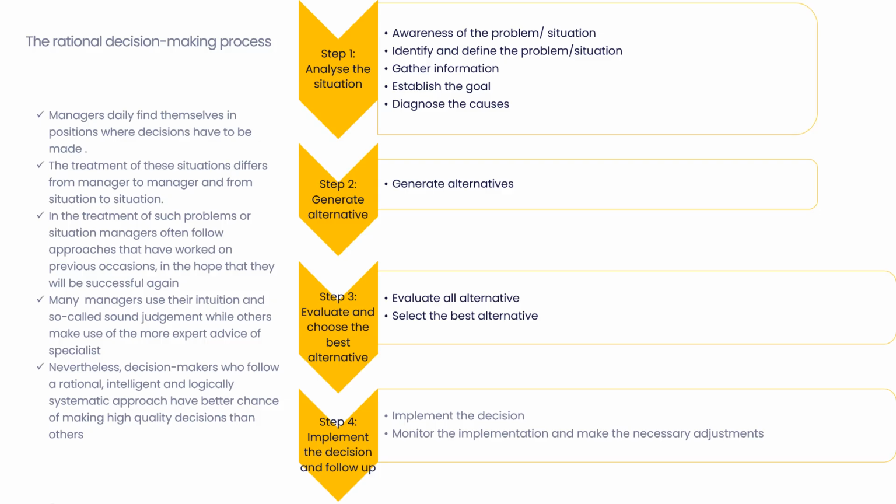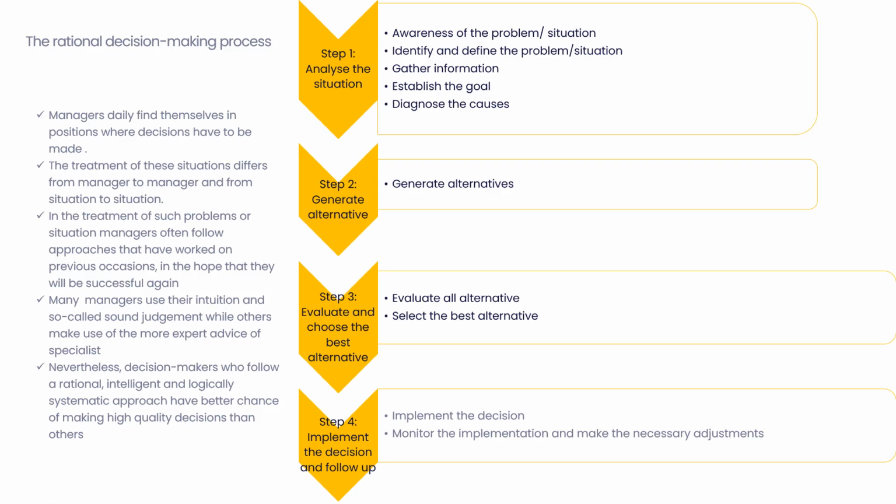Step two, generate alternatives. You will have all the information. Now you have to generate alternatives. Step three, evaluate and choose the best alternative. Evaluate all the alternatives, all the approaches. Now select the best alternative. Here you have to see certainty, uncertainty, and risk. If it's something that you know, certainty, yes, it's easy. But if it's uncertainty, so there is risk behind uncertainty.